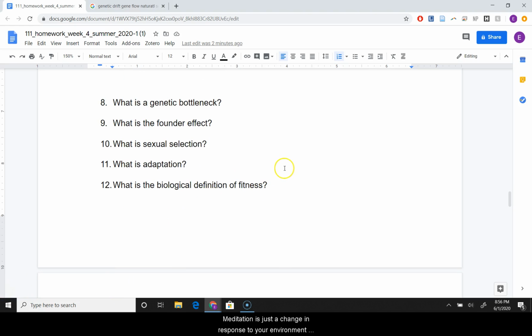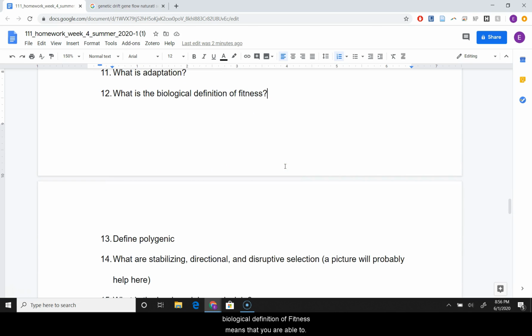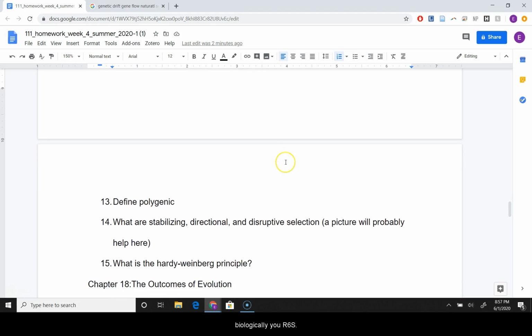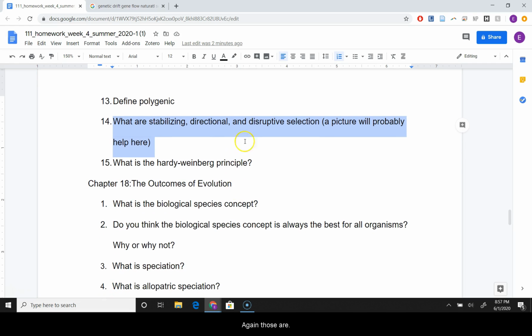An adaptation is just a change in response to your environment. The biological definition of fitness means that you are able to reproduce more. If you're able to pass on your genes, biologically you are successful. Polygenic means multiple genes. Stabilizing, directional, and disruptive selection. Again, I covered these in lecture, and they're in the textbook, and they're going to be able to draw you pictures that are better than the ones I'm going to be able to draw for you.